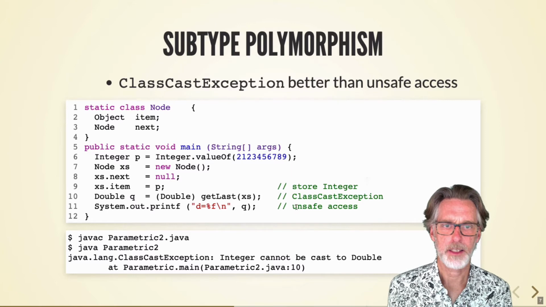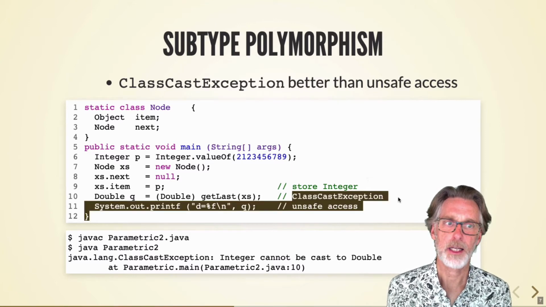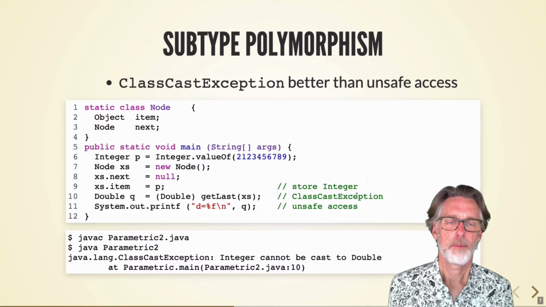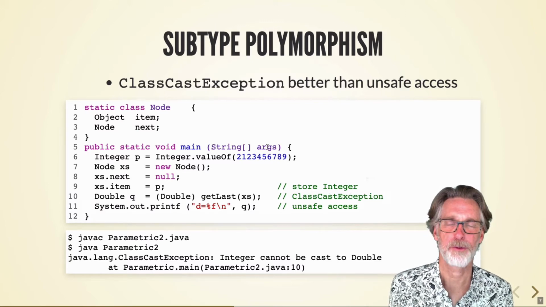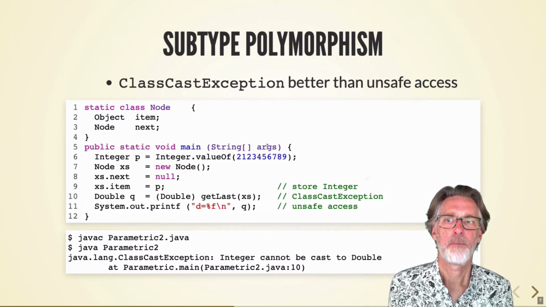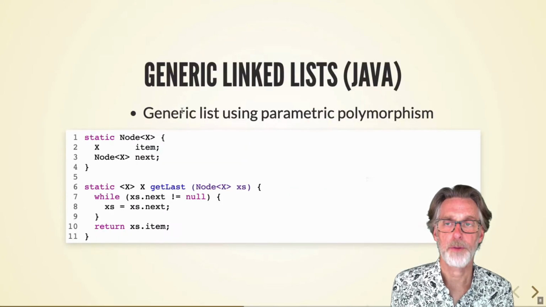At least I replaced the unsafe access with an exception, and that is actually better. But it's not what I really want. What I really want is for a compiler to catch this before I even run the program. And I can do that if I use parametric polymorphism instead of subtype polymorphism.